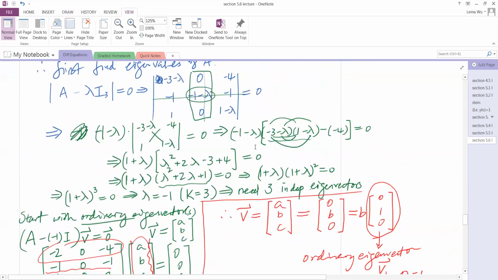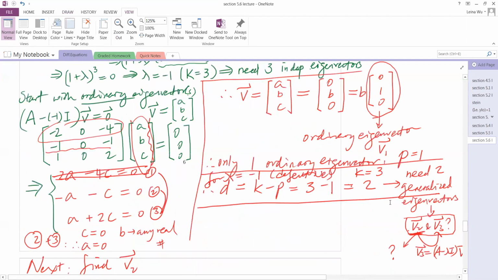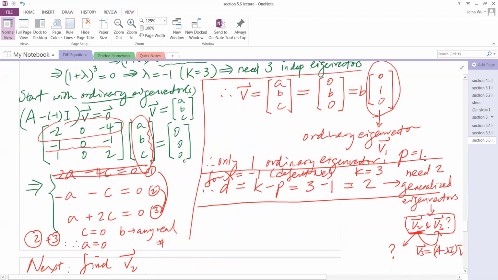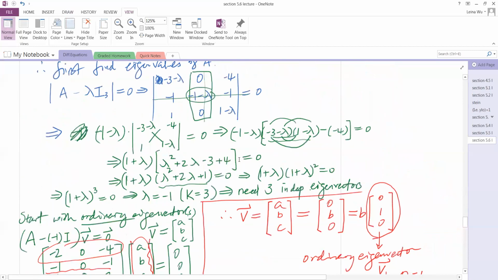Okay, go back to where we left. So we know there's only one ordinary eigenvector, which means the defect is 2. So we need to have 2 generalized eigenvectors. We name them V2 and V3. The key thing is to find V2. Once you find V2, you can find V3, based on the algorithm.